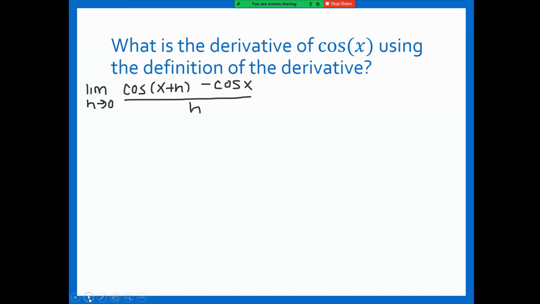And then again, you need that angle sum addition property for cosine. Cosine is a little different than sine. For the sine, it's cosine and sine multiplied by each other. For the cosine angle identity, it is the cosine of x and the cosine of h, and then it's the sine of x and the sine of h, and the sine becomes the opposite of what it is on the problem.